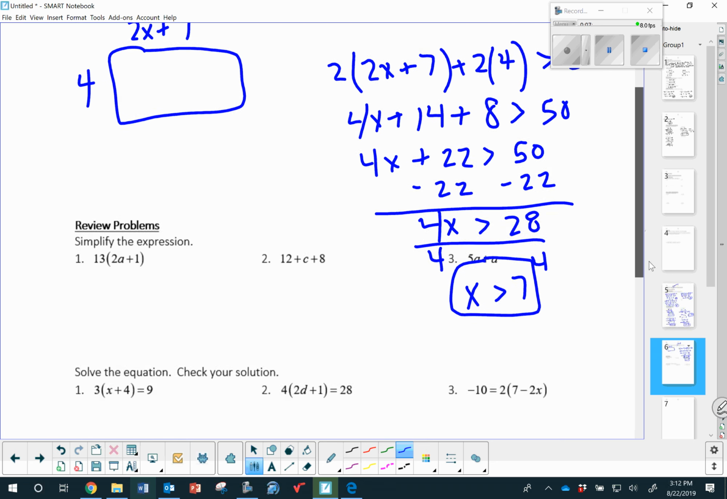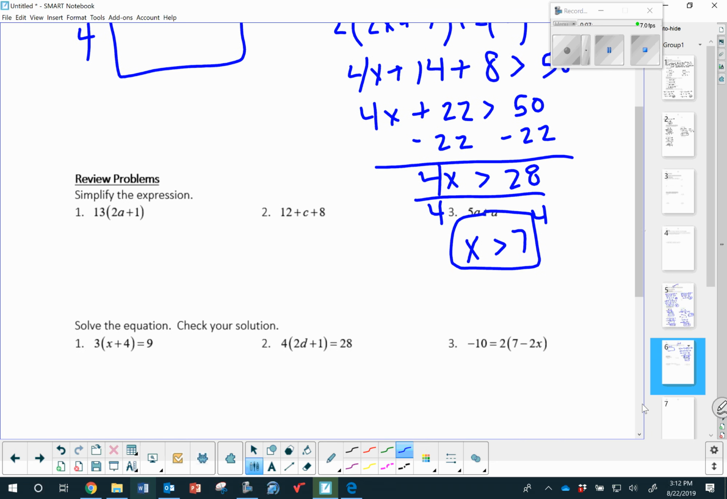All right, my friends, you have some review problems to try. The first set has to do with the distributive property and combining like terms. That's Unit 2, Sections 5 and 6. The next section has to do with solving equations with the distributive property. That's going to be Units 3 and 4. So again, go back and look at those other notes if you need to.